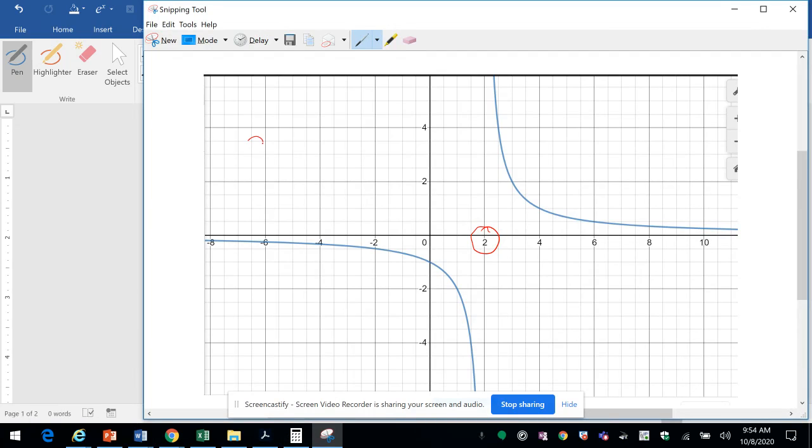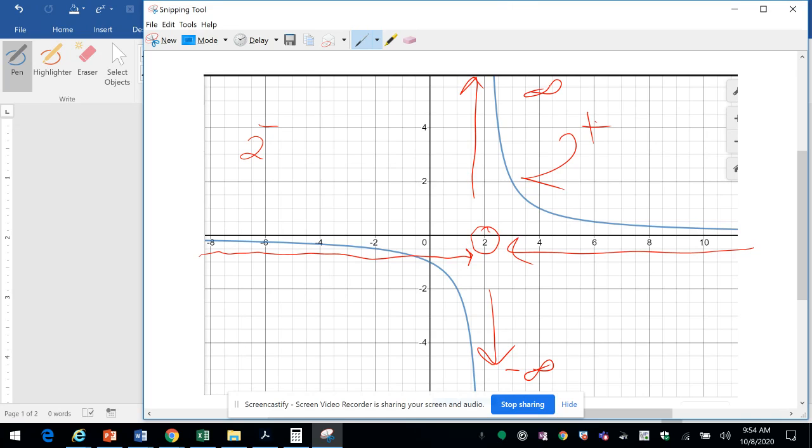Okay, so if we look at the left side, that means what is happening to the graph as it gets closer and closer to this excluded value. So we can see here that as we get closer to 2 from the left, the graph is going down to negative infinity. If we go from the right, then we can see that the graph would be going to positive infinity.